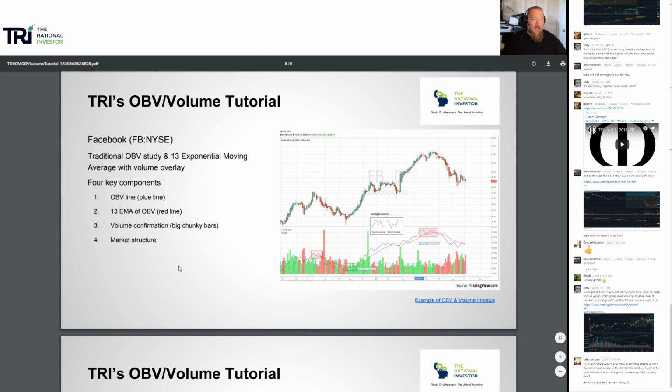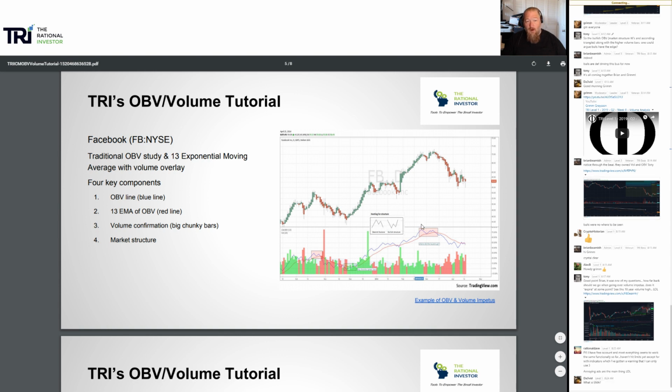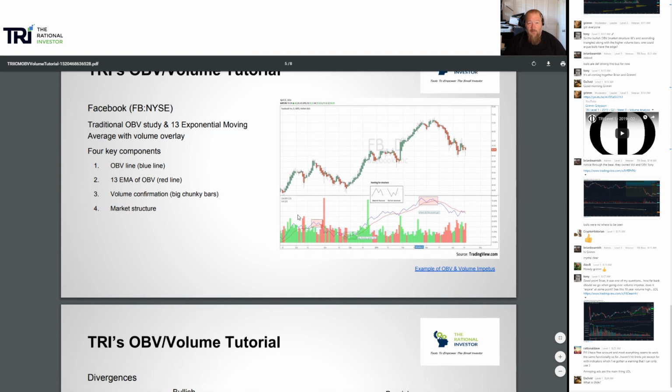Okay. And last but not least, we look for market structure within the study. So we're looking for M's and W's, triangle breakouts, heads and shoulders. Obviously, candlestick pattern reversals aren't a thing because we're not looking at this in candlesticks. But any of the other market reversal patterns will give us good information.